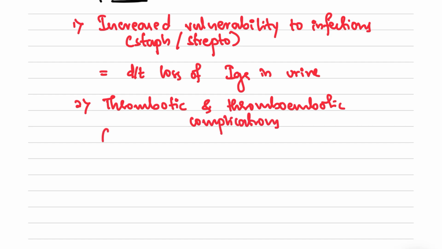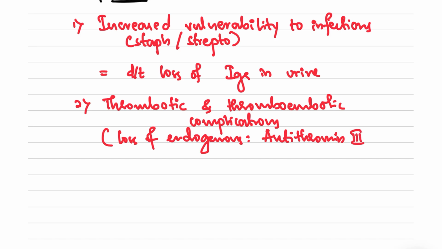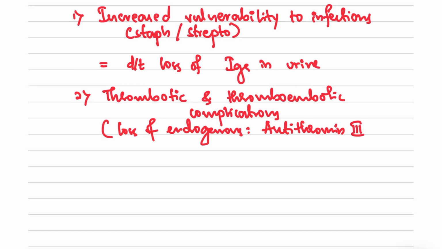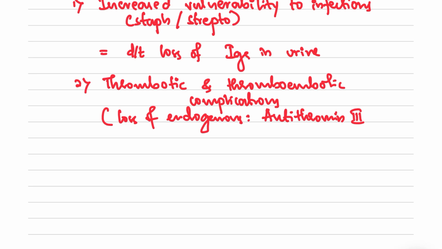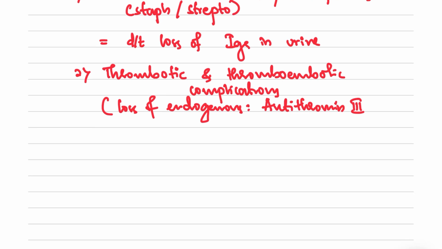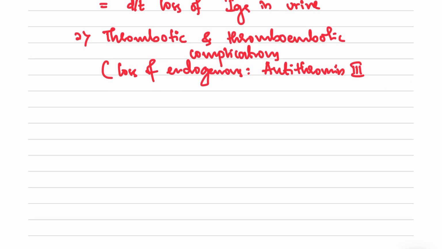This will be due to loss of endogenous antithrombin 3. Antithrombin 3 helps in reducing thrombotic complications, and whenever there is loss of antithrombin 3 because of the leak in the urine, this leads to thrombotic and thromboembolic complications. If severe enough, the patient can also have renal vein thrombosis.